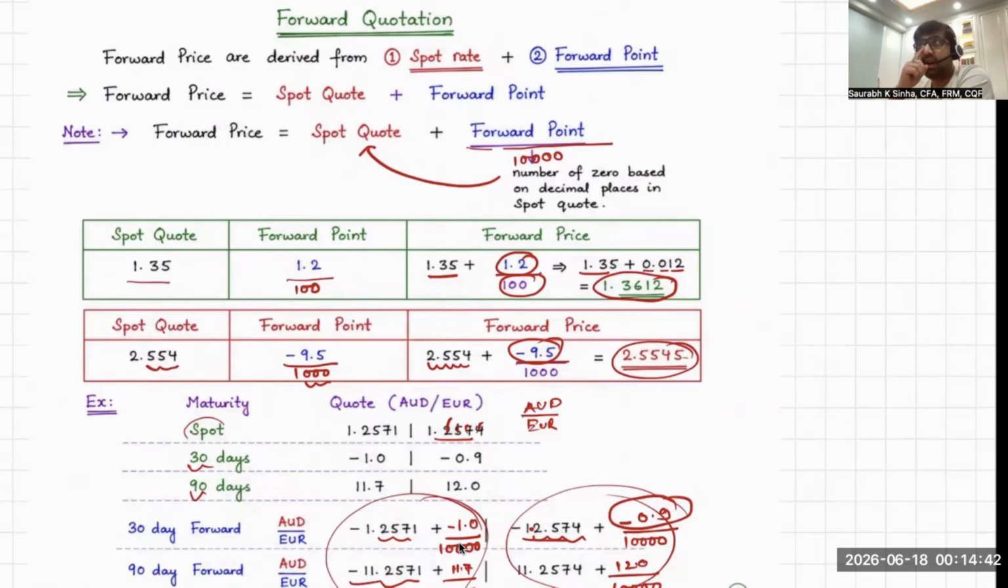In the next session, we'll try to understand the return and risk effect on the portfolio due to currency exposure.